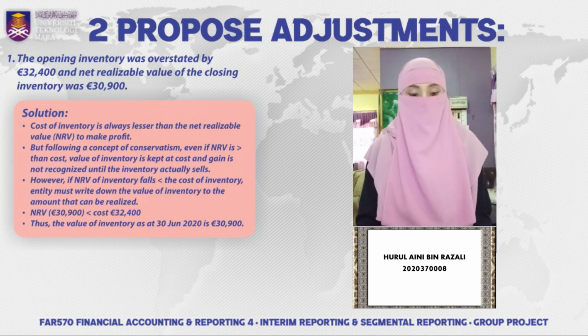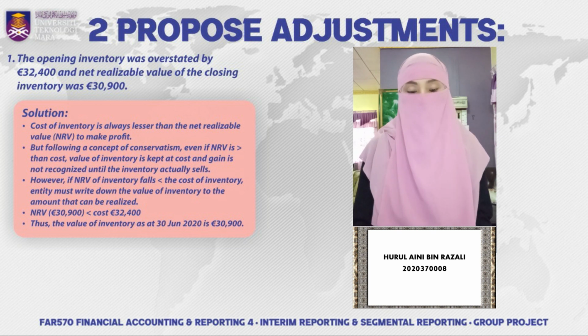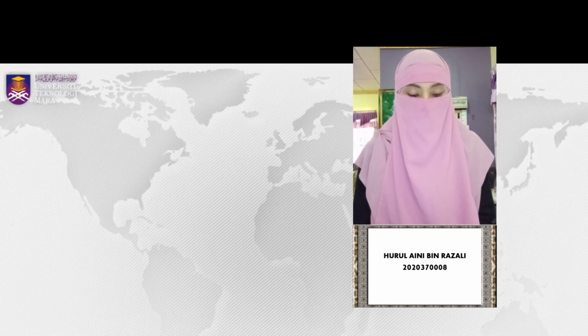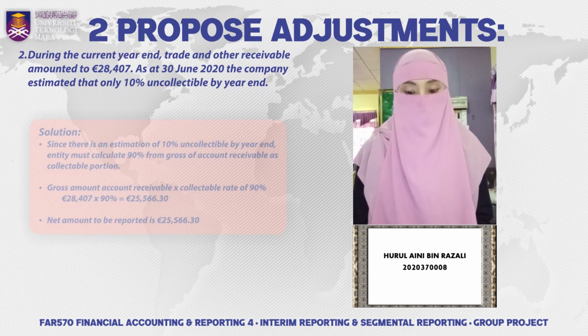So NRV is 30,900 euro, lesser than the cost of 32,400 euro. Thus, the value of inventory as at 30 June 2020 is 30,900.